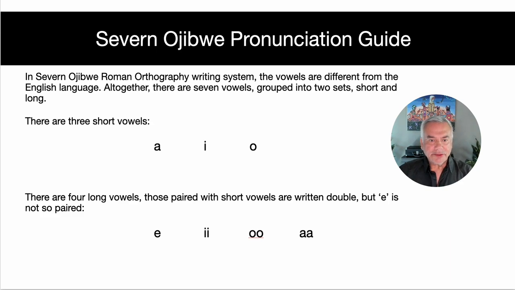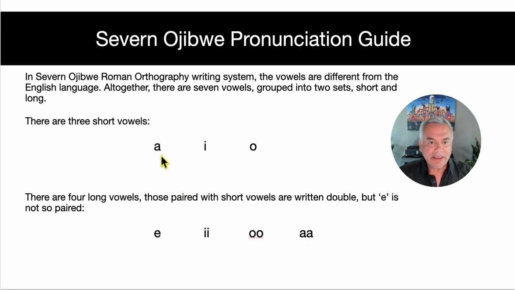This video talks about the Severn Ojibwe phonetics, or in this case, the pronunciation guide for my language. For any of the Ojibwe dialects, I think it's very similar that we use the same vowels and sounds. Okay, so there are 7 of them altogether. There are 3 short vowels: A, I, and O. And then there are 4 long vowels: E, double I, double O, and double A.